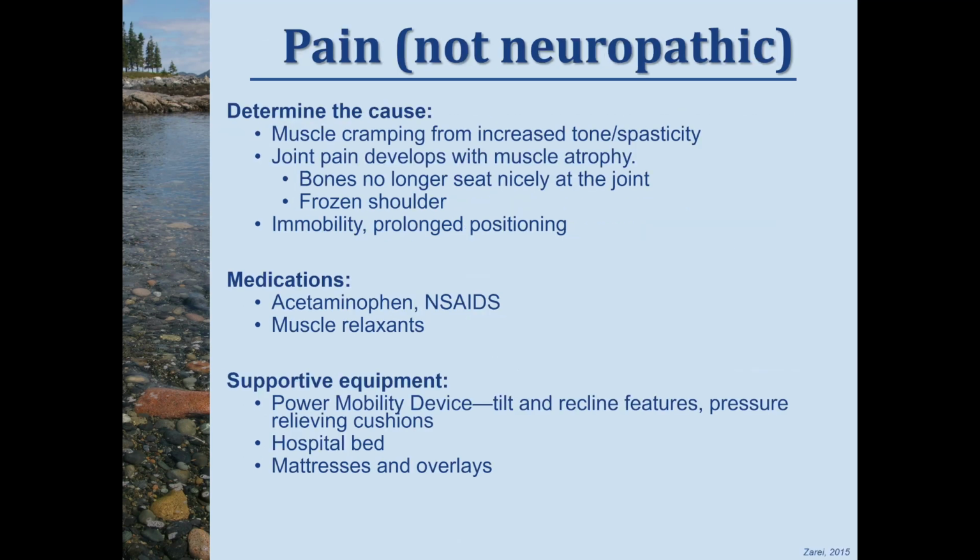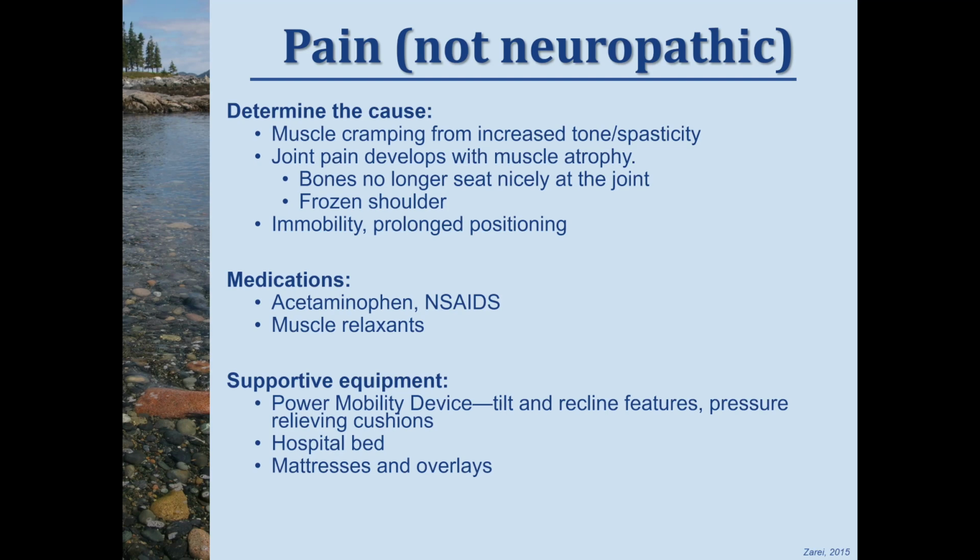So with pain, this is specifically about the non-neuropathic pain, so more of the somatic pain. We can see a lot of muscle cramping from increased tone or spasticity. Joint pain, as we see much muscle atrophy, we may see that joints aren't seating as nicely. We see a lot of frozen shoulder in ALS. So a lot of good reasons for musculoskeletal pain. Immobility as well, prolonged positioning.